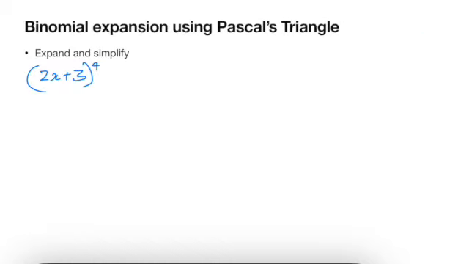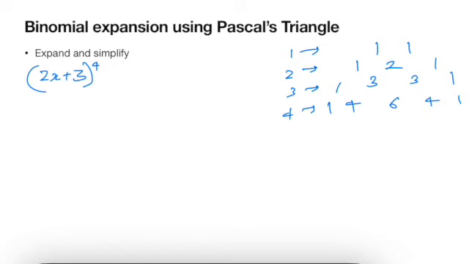Let's do one simple problem using the binomial expansion. Okay. So it says expand and simplify (2x plus 3) whole to the power 4. Okay, we know the first row has 1, 1 in Pascal's triangle. 1, 2, 1 is the second row. Row 1, row 2, row 3, we need row 4. 1, 3, 3, 1, 1, 4, 6, 4, 1.